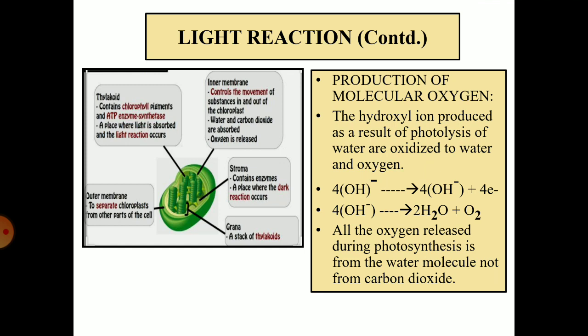Third, production of molecular oxygen. The hydroxyl ion produced as a result of photolysis of water is oxidized to form water and oxygen. You can see in the equation 4 hydroxyl ions give you 2 molecules of water and 1 molecule of oxygen. All the oxygen released during photosynthesis is from the water molecule and not from the carbon dioxide. Please note this. It is from the water molecule and not from the carbon dioxide molecule one thinks about.